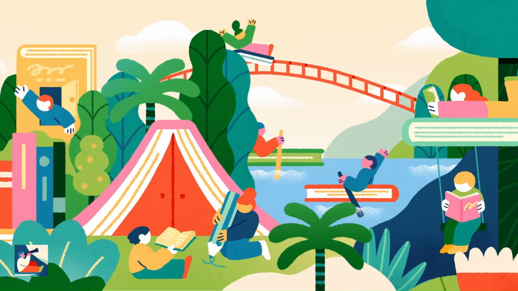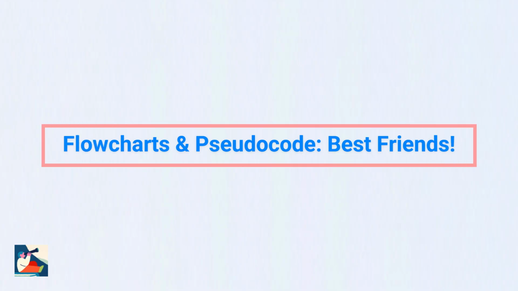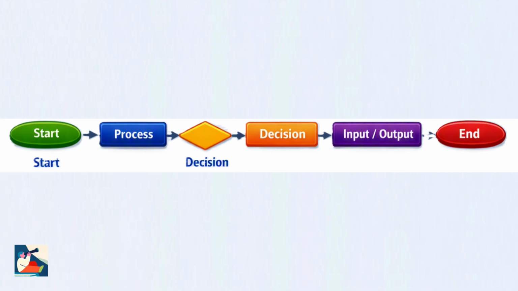Today we'll see how flowcharts and pseudocode are like friends. They tell the same story in different ways. One uses pictures, the other uses words. A flowchart is a picture made of boxes and arrows.